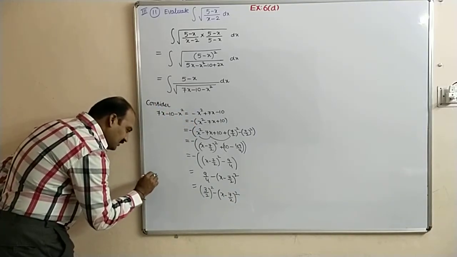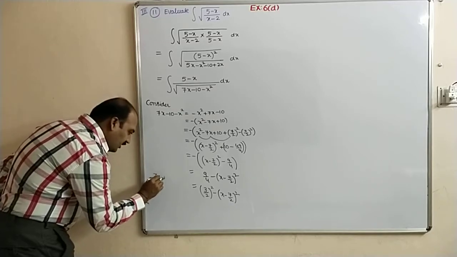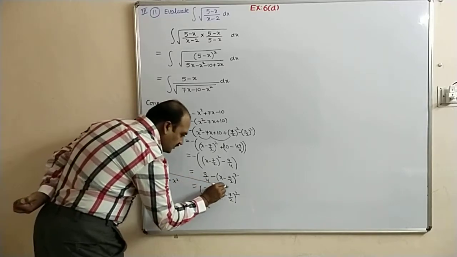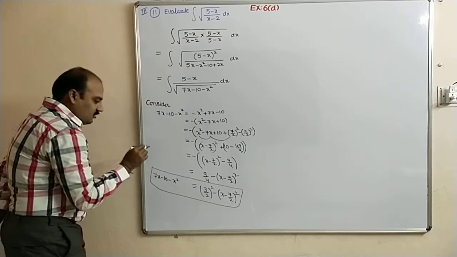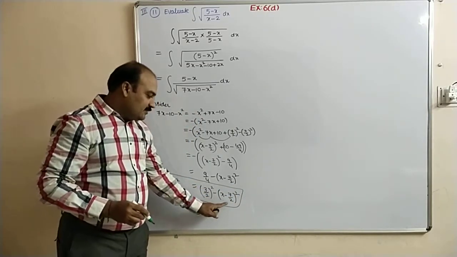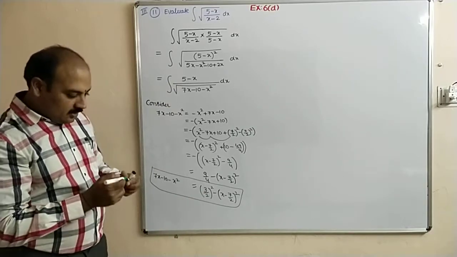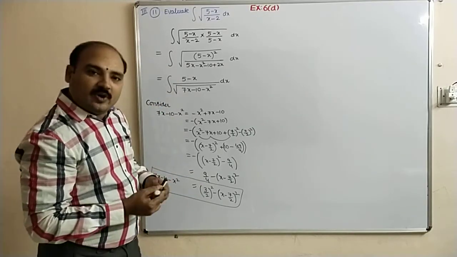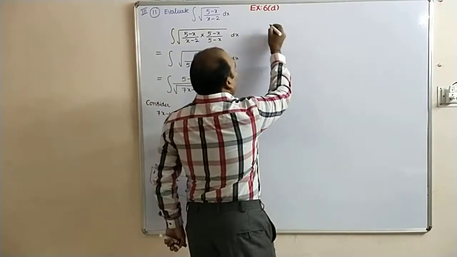Therefore, 7x minus 10 minus x square can be written as (3/2) whole square minus (x minus 7/2) whole square. Now, come to the general procedure. First, the px plus q working rule we have to apply.